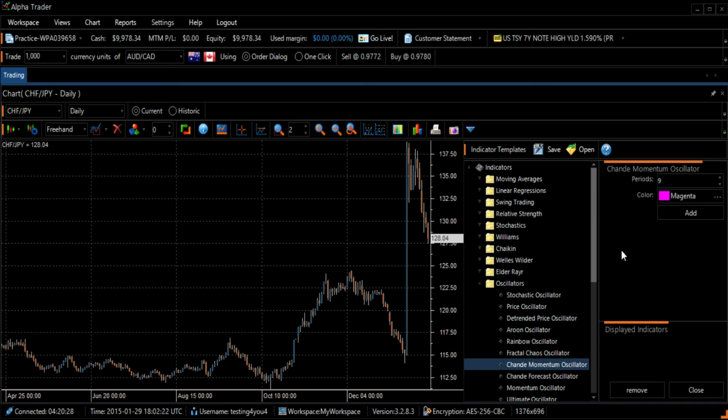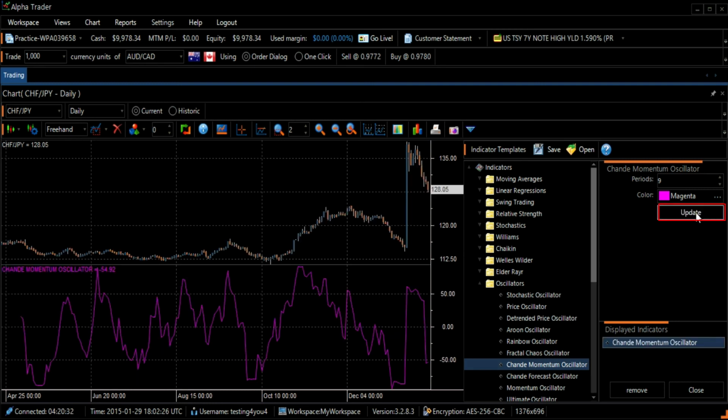Let's add the Chande Momentum Oscillator to the chart by pressing the Add button. Then select the Close button in the bottom right to close the indicator's template screen.